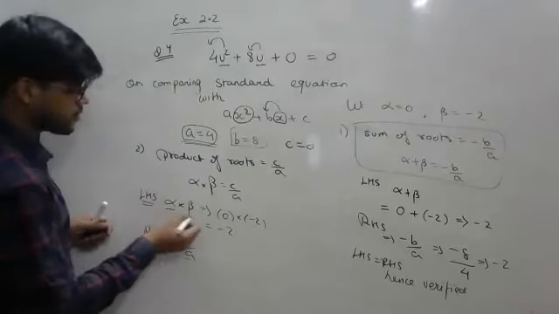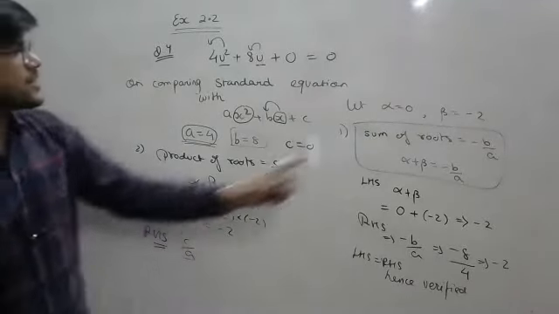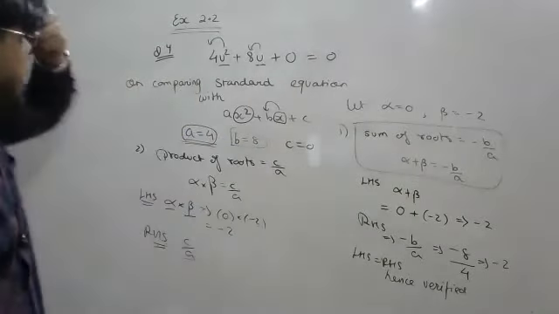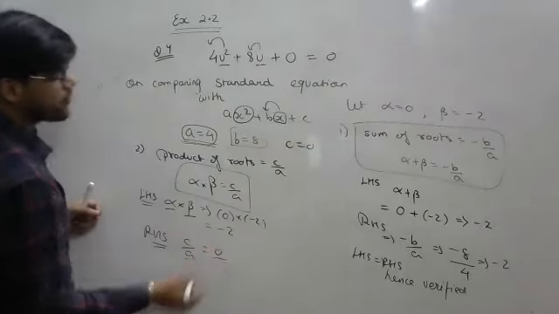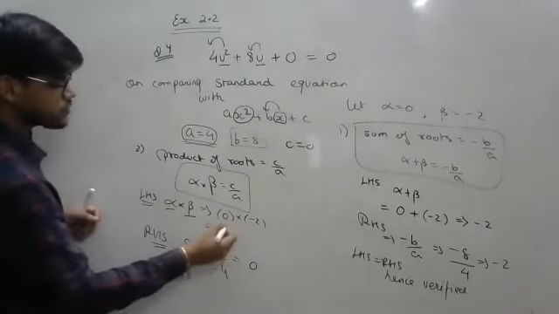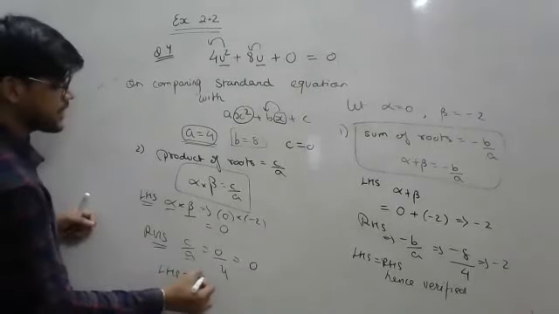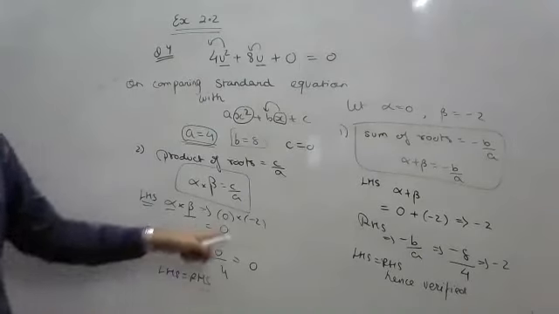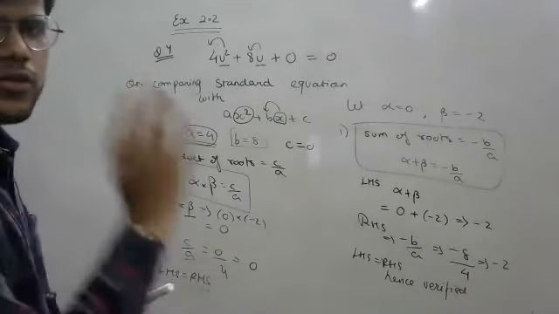So alpha is 0 and beta is -2. While RHS is C by A. Value of C is 0 and value of A is 4. So overall the answer you are getting is 0. 0 into -2 is 0, and here also we have 0. So LHS is equal to RHS. Hence verified. This is how we solve the question.